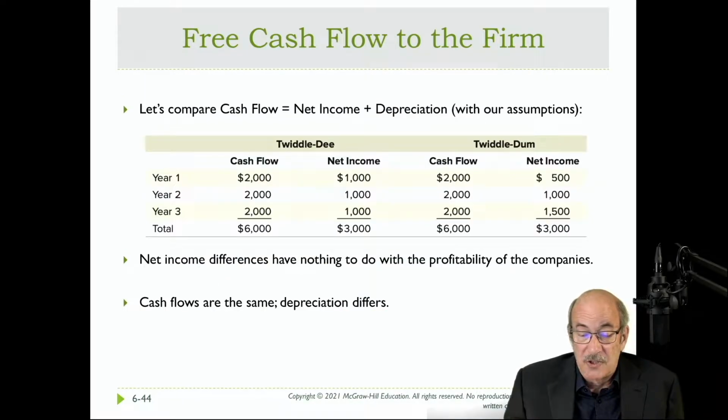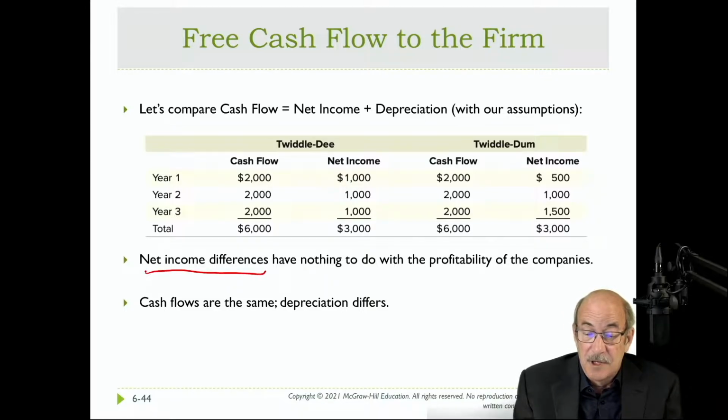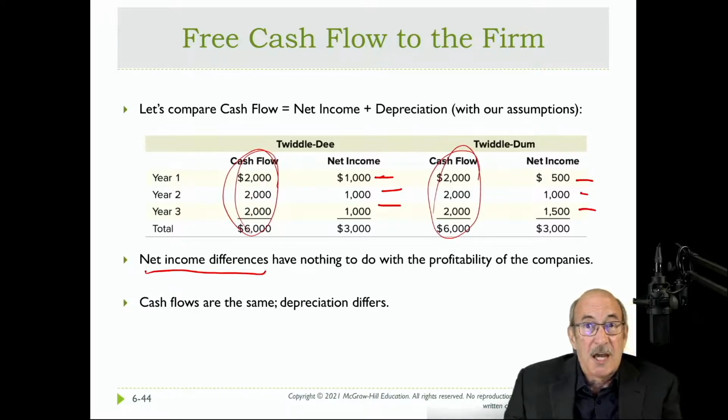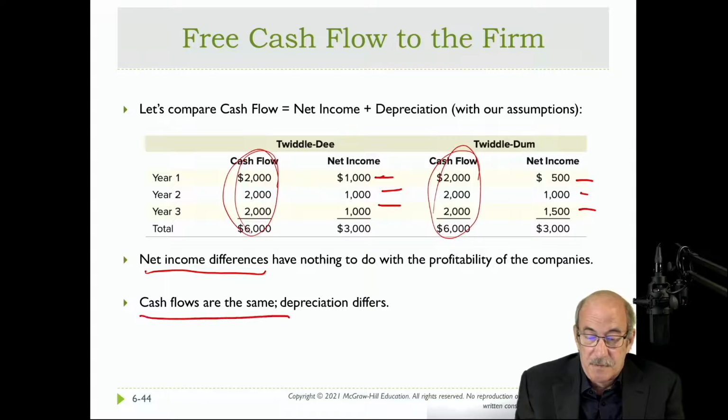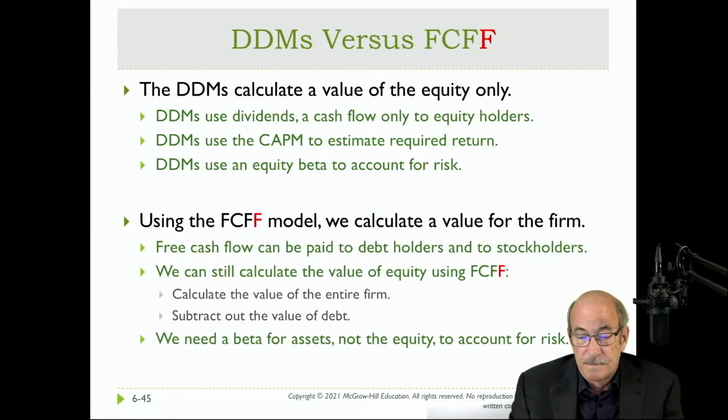But when we look at these two companies, the net income differences here, we see net income as $1,000 here, and then here we see it as only 500, 1,000, and then 1,500. Those variations don't show up when we're simply looking at cash flow, because those two companies really truly are the same. They have the same cash flows. It's only the difference in depreciation that matters here.